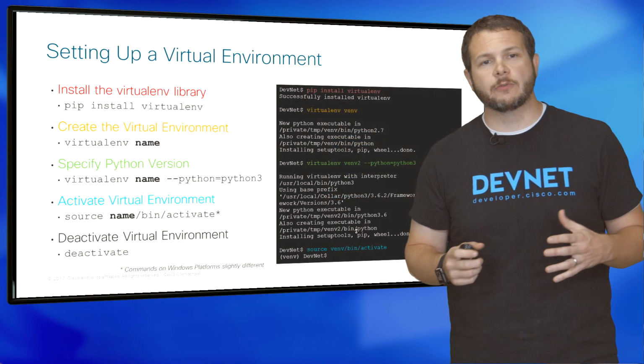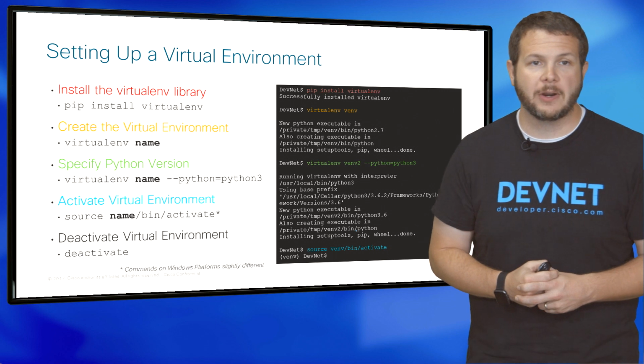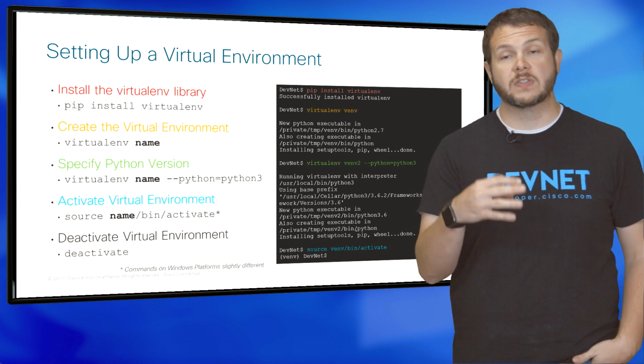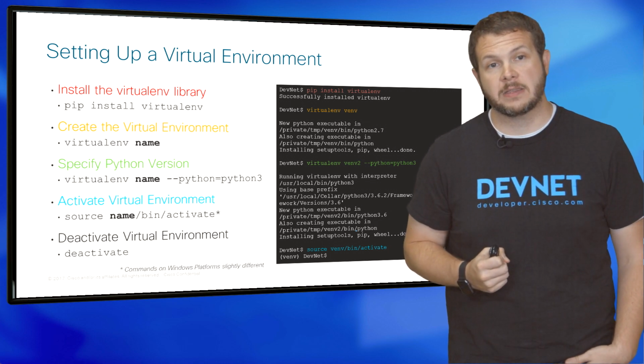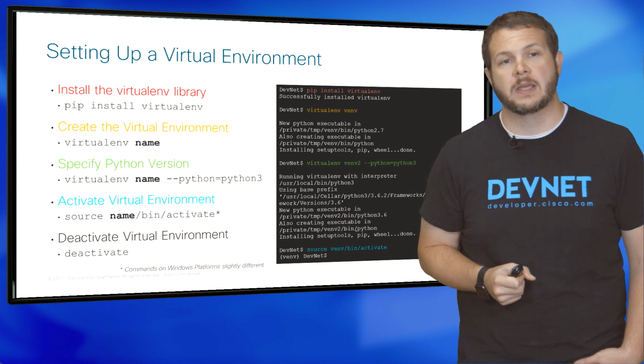Now, how you would use a virtual environment would be like this. We have to install the virtual environment library. It's a capability, it's something written in Python. And we use pip to install it, just like any other library or capability with Python. So pip install virtualenv, as we can see there in red in the example.